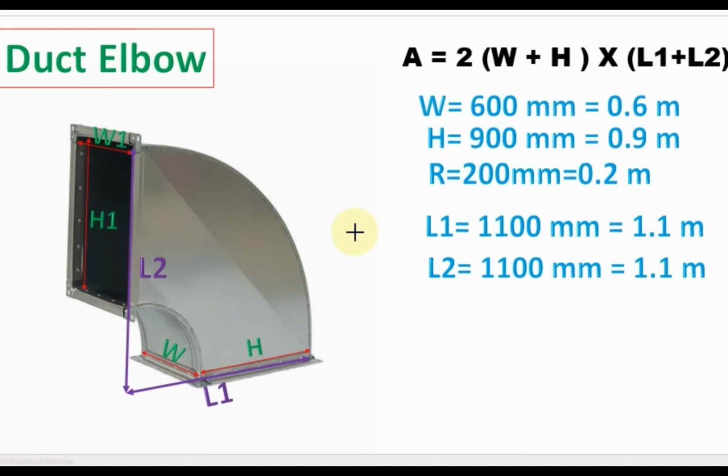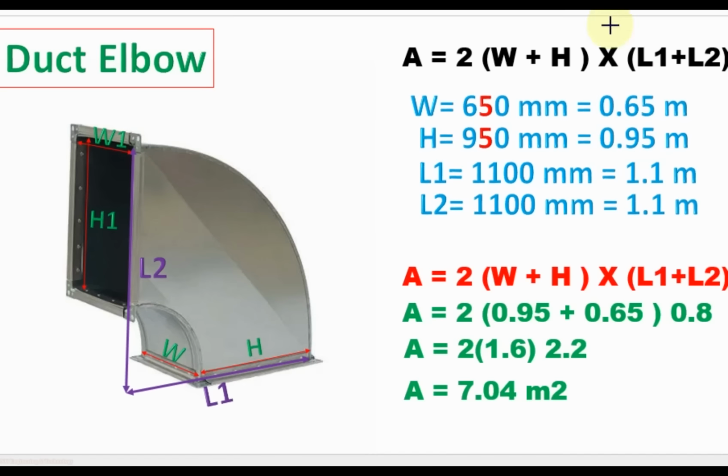Now we'll calculate the area of this equal elbow. It has width 600 mm, height 900 mm and the radius is 200 mm. Then L1 and L2 will be the same, equal to 1.1 meter. As this elbow has joints at all four corners, we will add 50 mm to both width and height. Then width will become 650 and height will become 950. When we apply these values in the formula, we get the area for this elbow equal to 7.04 square meter.